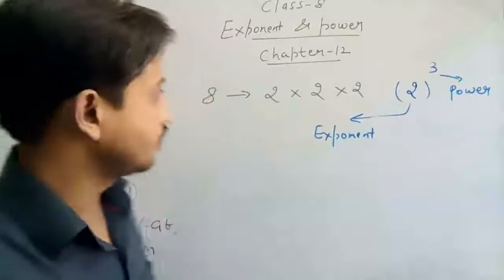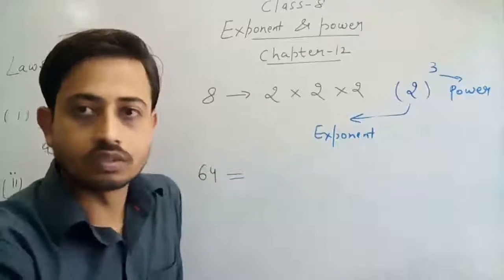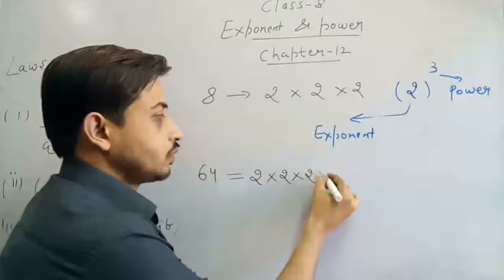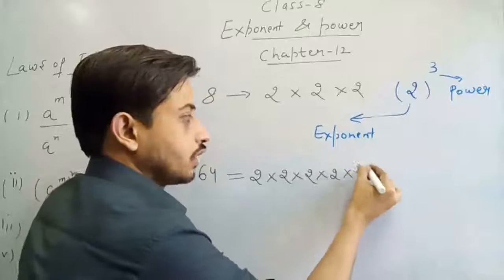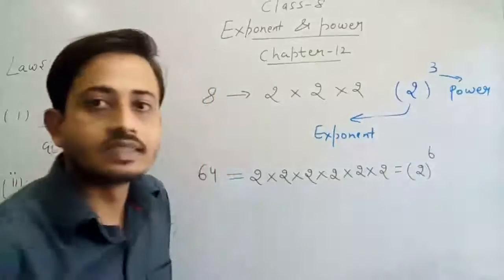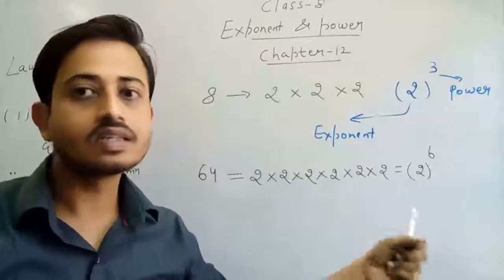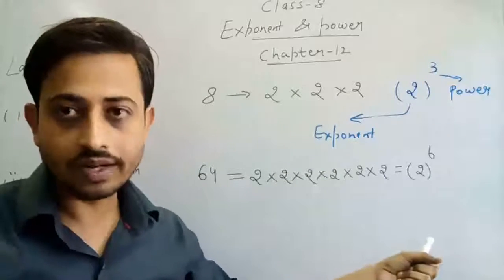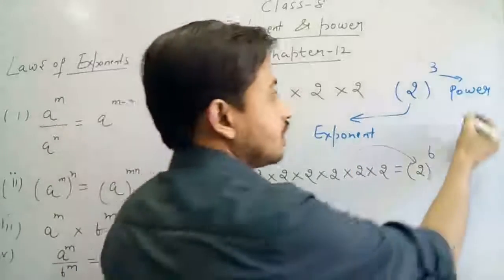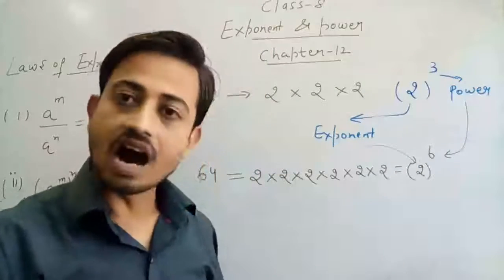I am taking another example. For example, 64. 64 can be written in terms of multiple factor of 2: 2 into 2 into 2 into 2 into 2 into 2. So how many times does 2 come? 2 comes 6 times. So 64 can be written as 2 raised to the power 6. So the exponent is again 2, and the power is 6.